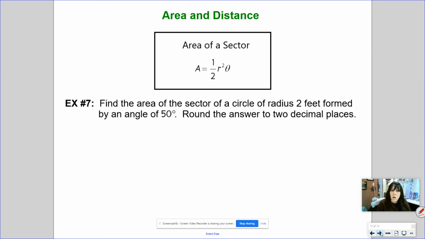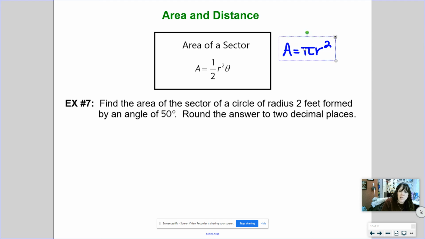Okay, one more quick thing and we are done. So this is area of a sector, which means a wedge of a circle. I want to remind you that to find the area of a full circle, you do pi times the radius squared. The area of a sector is just if you wanted to cut that into a wedge.